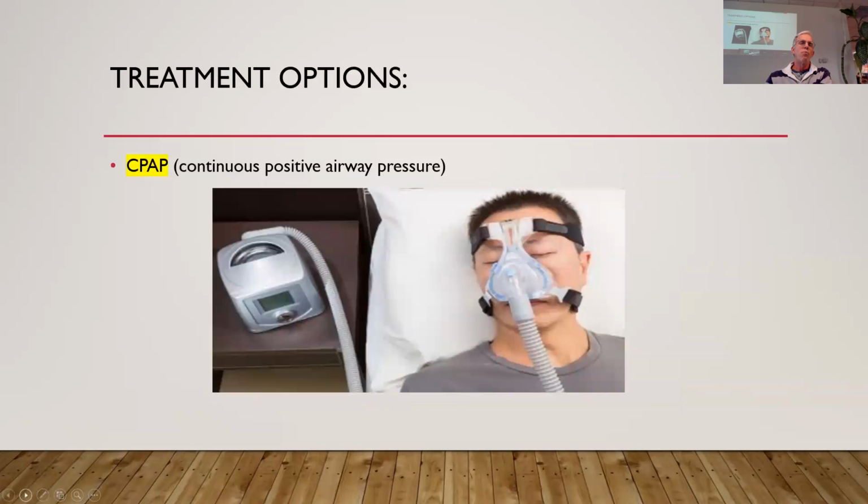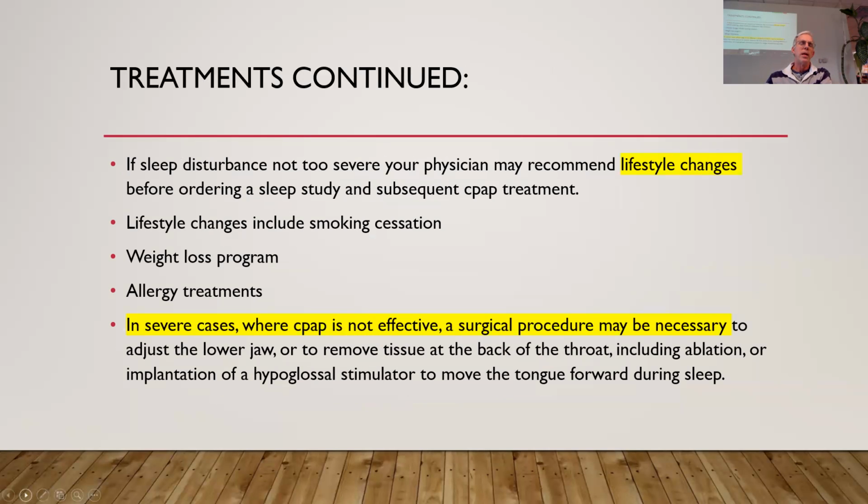Shoot, let me skip to the treatments and I'll go back. If it isn't too severe, lifestyle changes are usually all that's needed to change that, okay? Quit smoking, lose weight, treat any allergies before resorting to other measures like the CPAP and beyond. If it's just a matter of getting these things changed, then you can effectively address that without having these other things. Severe cases, where CPAP is even not effective, might require the surgical interventions.